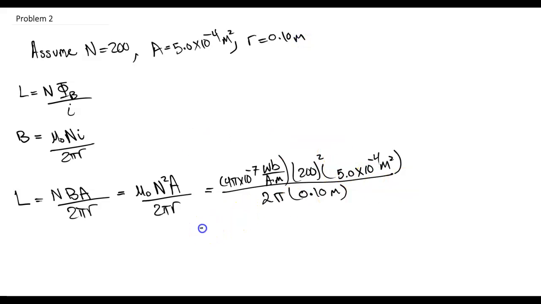So if we do all of this, we get about 4.0 times 10 to the negative 5th Henry, which is the same as 40 microhenries.